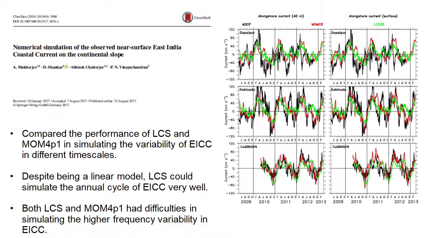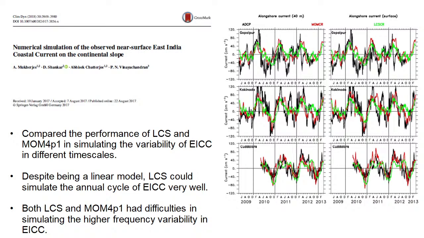Now Arnab has also done an interesting work. He compared the quality of simulations from a complete general circulation model, a much higher version of the model which Vinay was using in 1996. This is MOM4 P1 now. It's a very good model at a very good resolution of something like 10 kilometer. And he also used an LCS model. So basically he was trying to use an improved setup of what people were using in the 1990s.